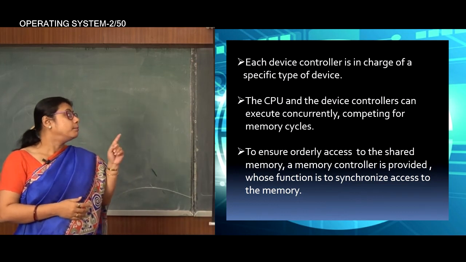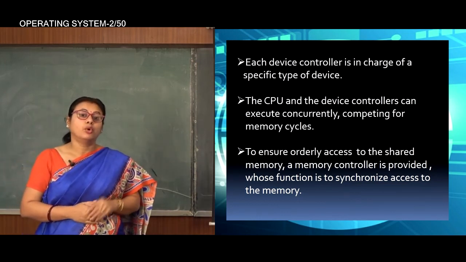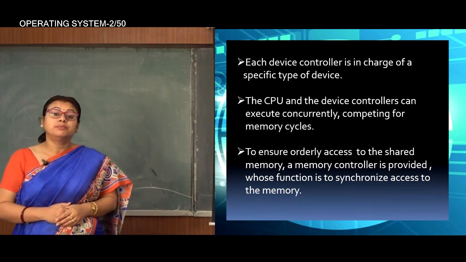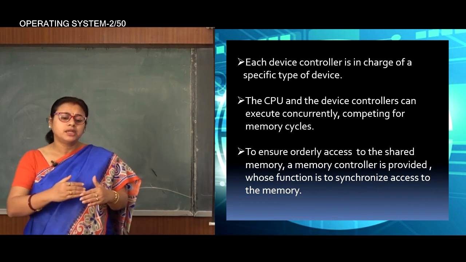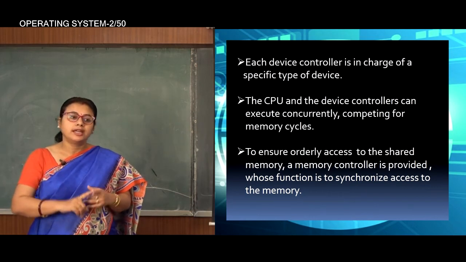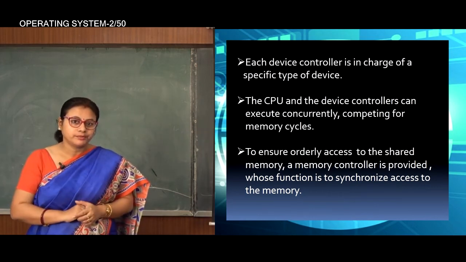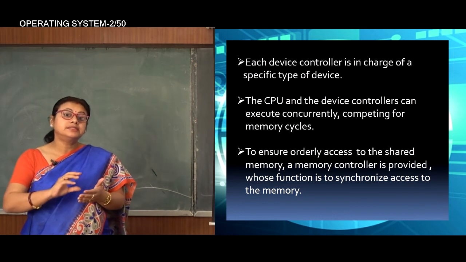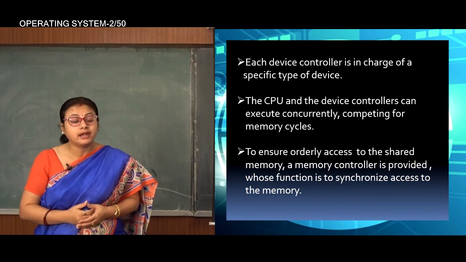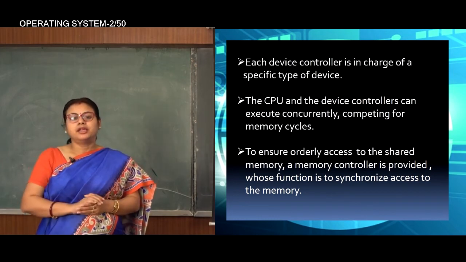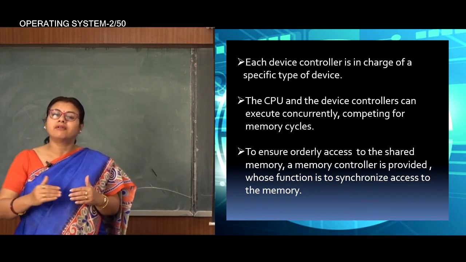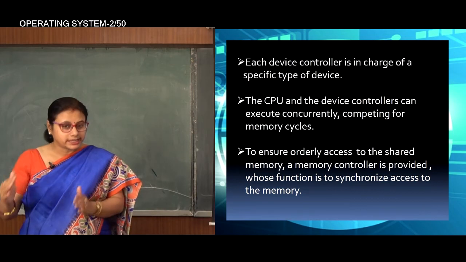Now, they are competing for memory cycles. What does it mean? Previously I have told you that whenever something is going to work in your computer system, first of all that thing must be loaded into your memory, that is, your primary memory like RAM or random access memory. For the time being, just forget about RAM, because we will have an elaborate discussion on RAM in our next lectures.